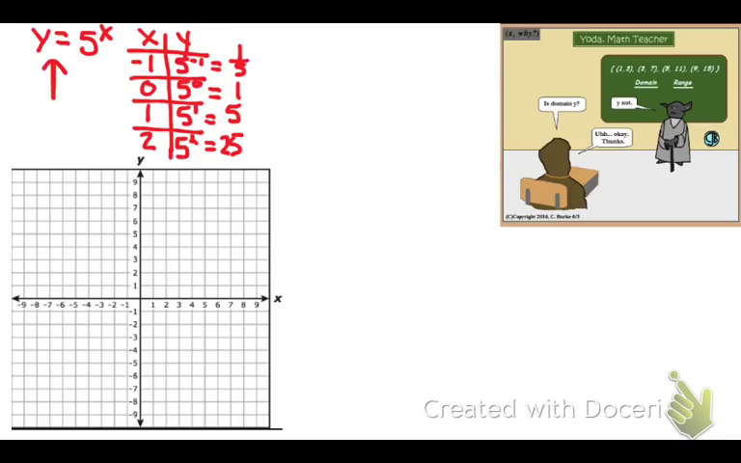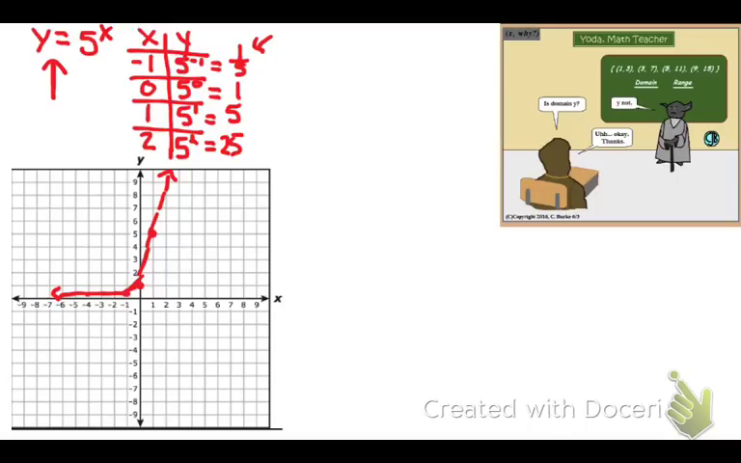Here's an example of a basic exponential growth. Y equals 5 raised to the power of x. You can see I chose x values of -1, 0, 1, and 2. When I substituted those values in, I got 1/5, 1, 5, and 25. So now I'm going to plot the x values and my y values. The final ordered pair, x is 2 and y is 25, doesn't fit, but you can see that my graph would look something like this, and it would get closer and closer to that x-axis.